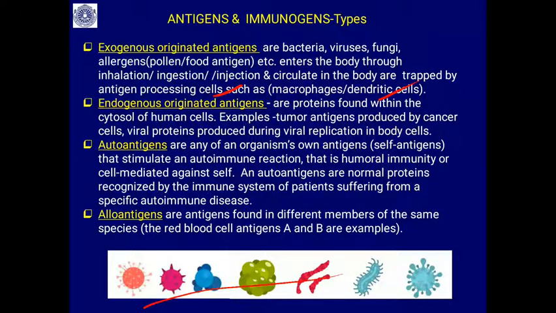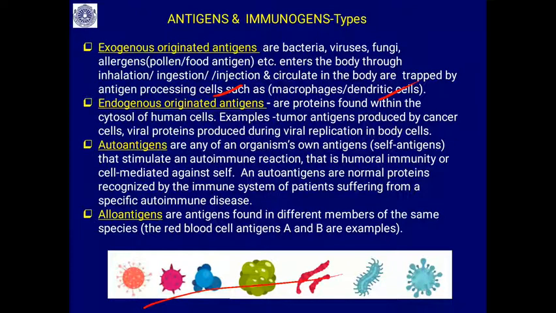This is called autoantigens, or normal proteins recognized by the immune system of a patient suffering from specific autoimmune diseases. There are a number of autoimmune diseases, called celiac disease, inflammatory bowel disease, psoriasis, rheumatoid arthritis. These result when the immune system fails to recognize its own body cells' antigens, called autoantigens, leading to autoimmune diseases.